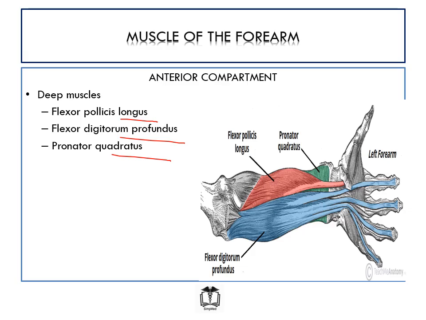Then we have the flexor digitorum profundus muscle. Profundus just means deep, and that's differentiated from the flexor digitorum superficialis muscle, which is found superficial to it. The flexor digitorum profundus muscle tends to originate from the posterior border of the ulnar bone. It also has some form of origin from the proximal two-thirds of the medial border of the ulna, as well as the interosseous membrane.